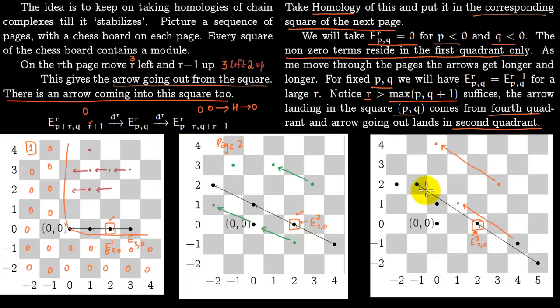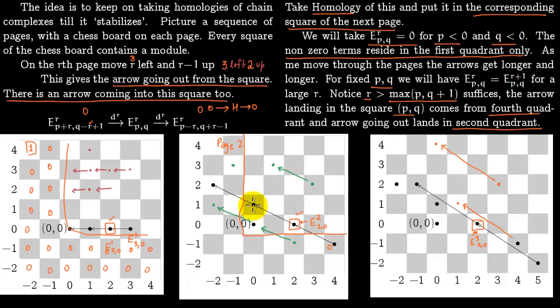So this stabilizes, and you can see this clearly. Say you start with this coordinate 2, 0. Here already you see that for E2 2 0, the arrow going in comes from the 0 coordinate, because this corresponds to -1 here, and everything non-zero lives above here. But notice that this is still not stabilized, because the arrow going out is not landing in 0.